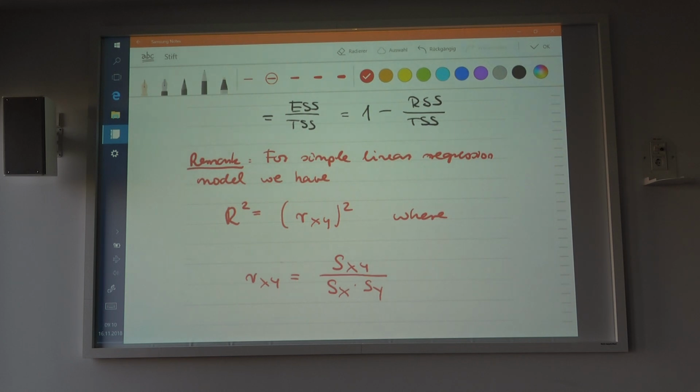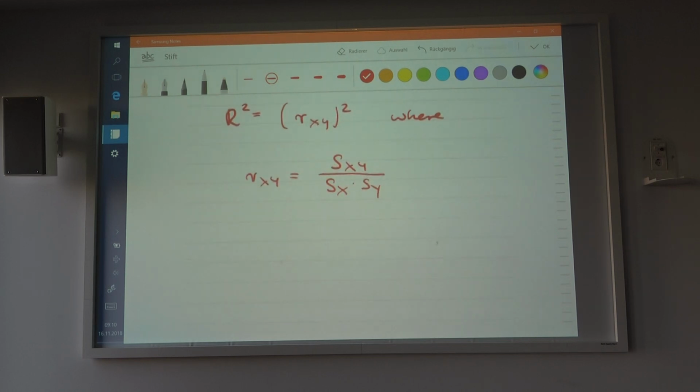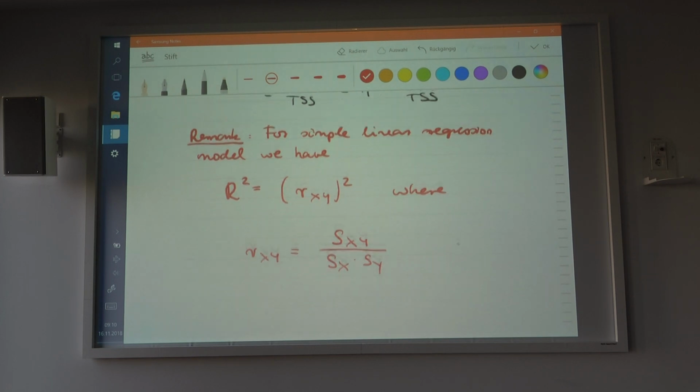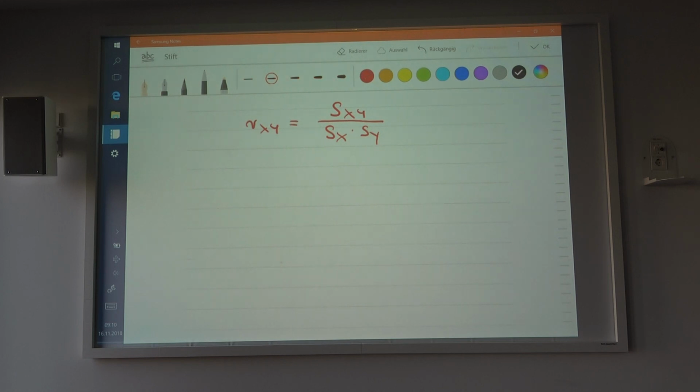Remember this? So this is what you would do, and that's how you calculate the coefficient of determination. If you continue, we get the following. The variance of the error term is sigma squared. This is the variance of the noise, of the error term. The theoretical variance, not the empirical one.